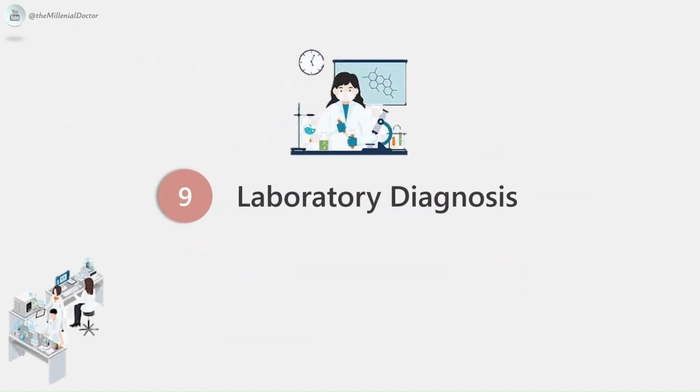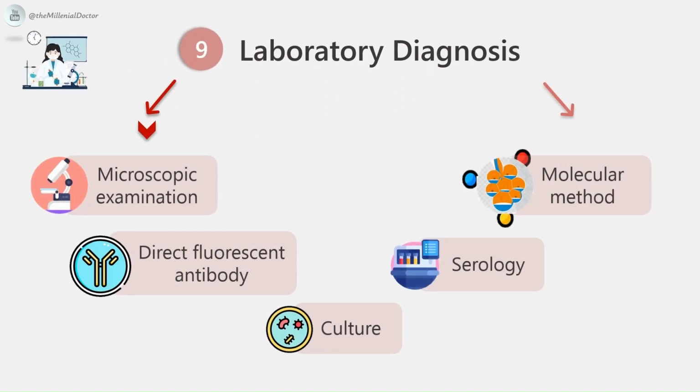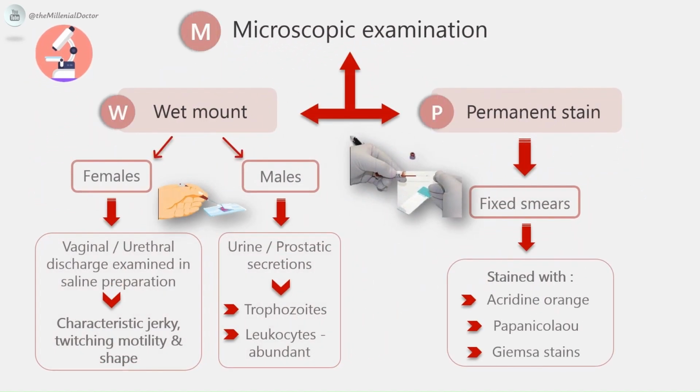Next, the laboratory diagnosis. The laboratory diagnosis is done in the following ways. First, the microscopic examination. Second, direct fluorescent antibody. Third, culture. Fourth, serology. And fifth, the molecular method. First, microscopic examination. It is done in wet mount or permanent stain. Wet mount, vaginal or urethral discharge is examined microscopically in saline wet mount preparation for characteristic jerky and twitching motility and shape. In males, trophozoites may be found in urine or prostatic secretions, and abundance of leukocytes is seen. In permanent stain, fixed smears may be stained with acridine orange, Papanicolaou and Giemsa stains.